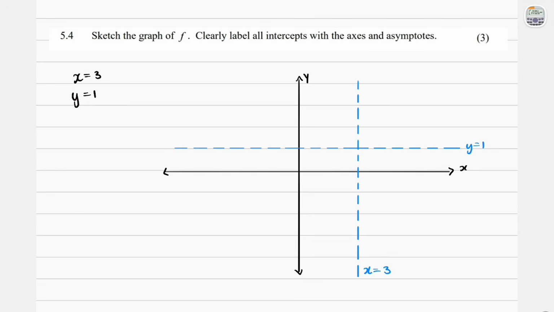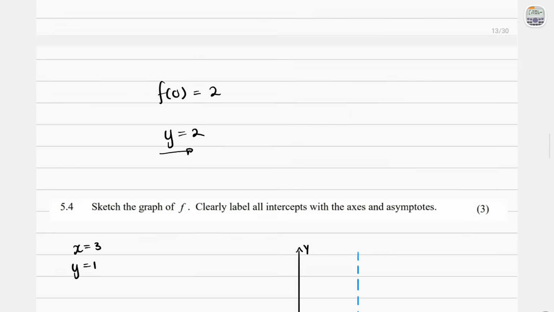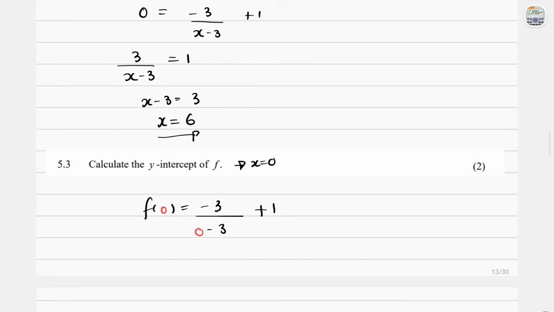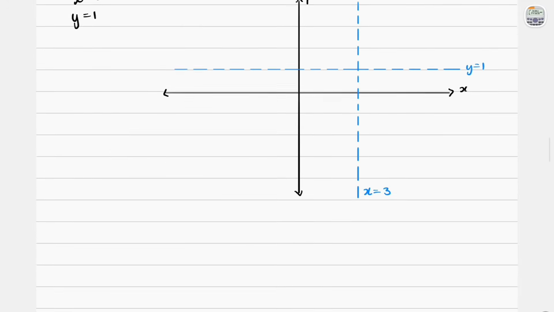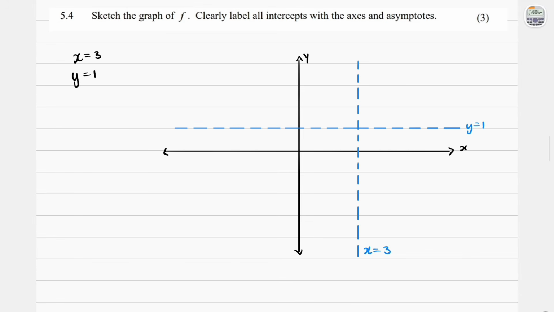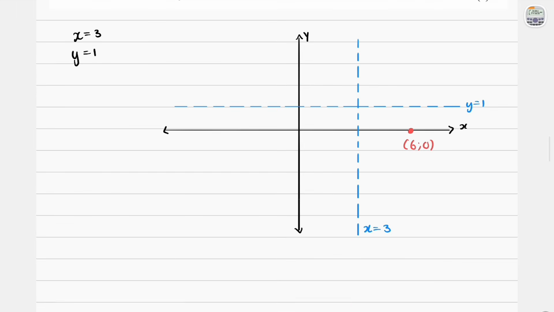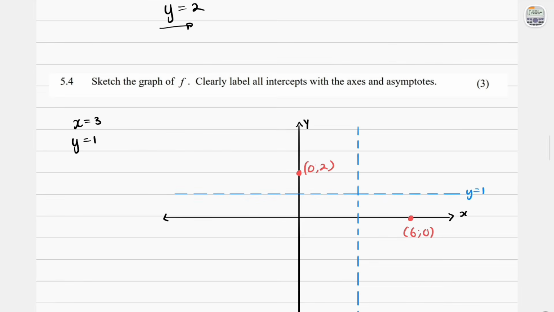And now we can put down our intercepts, the x-intercept and the y-intercept. The x-intercept was x equals 6. So on the x-axis, this intersects at 6. So that would be here, 6, and that's 6 and 0. And then the y-intercept was 2. So on the y-axis, it intersects at 2. This is 1, let's just say that is 2. So 0 and 2. Okay, and now we can draw our graphs.